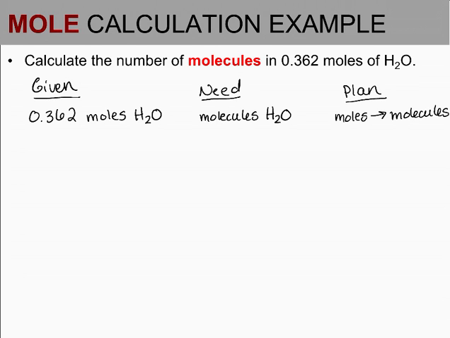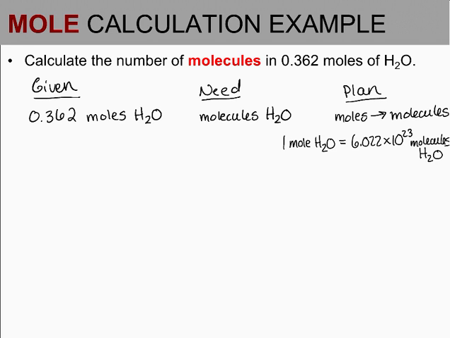Now, in our previous lecture, we saw that Avogadro's number can be used to go between moles and something that you're counting. So in this case, we're counting molecules. So that means that 1 mole of H2O is equal to 6.022 times 10 to the 23rd molecules of water. So now we can use this equality as a conversion factor.